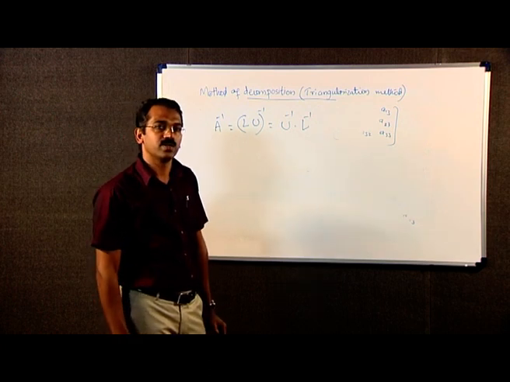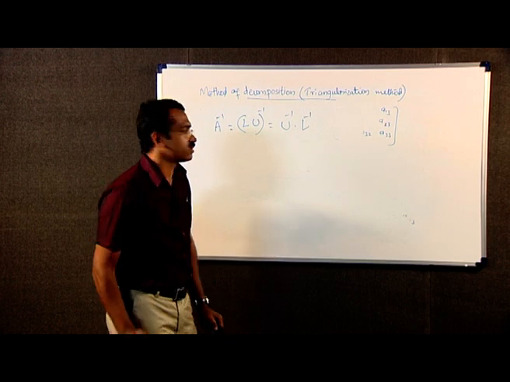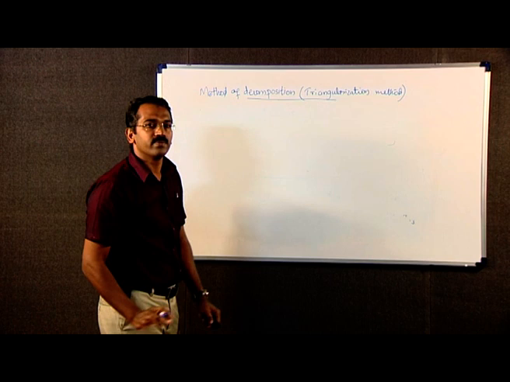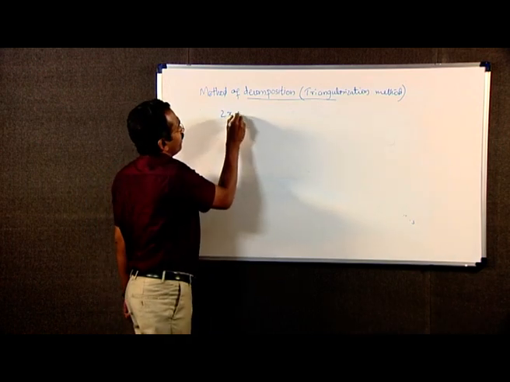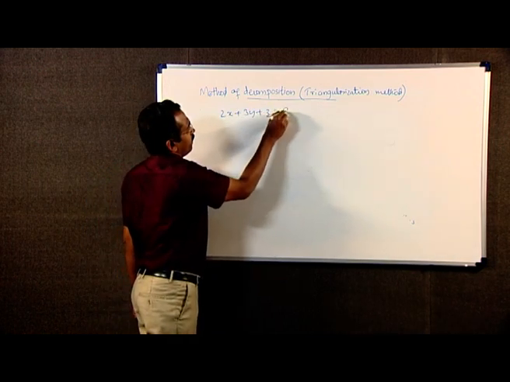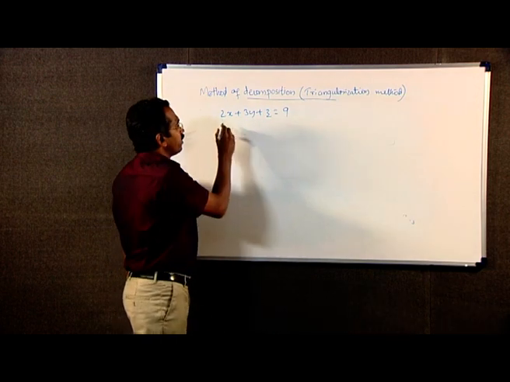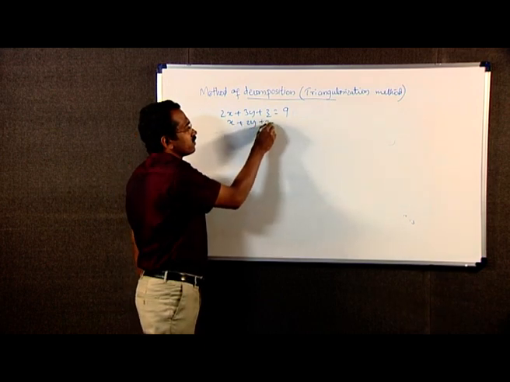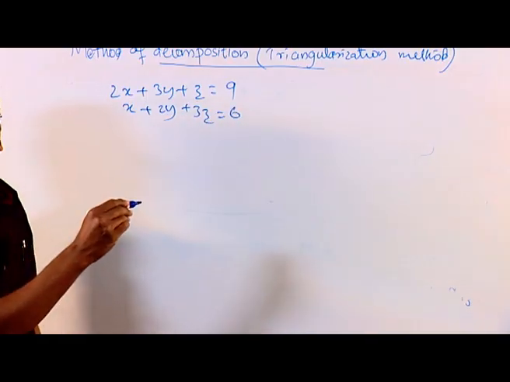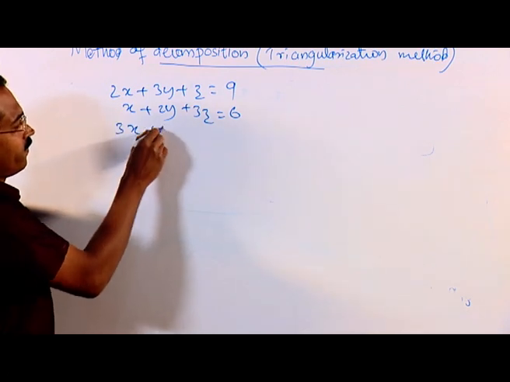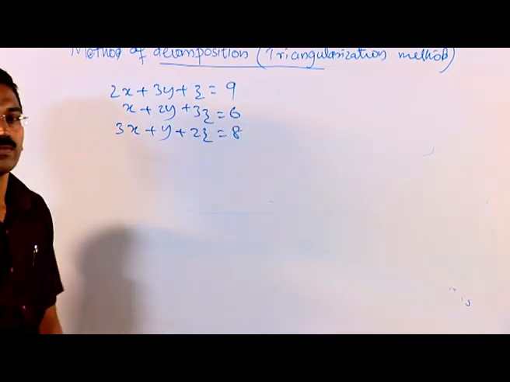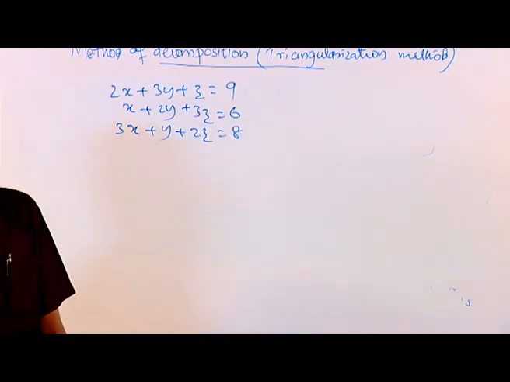Now, we have an example. Solve the equations 2x plus 3y plus z equal to 9, x plus 2y plus 3z equal to 6, and 3x plus y plus 2z equal to 8. We have to solve this system using the decomposition method.